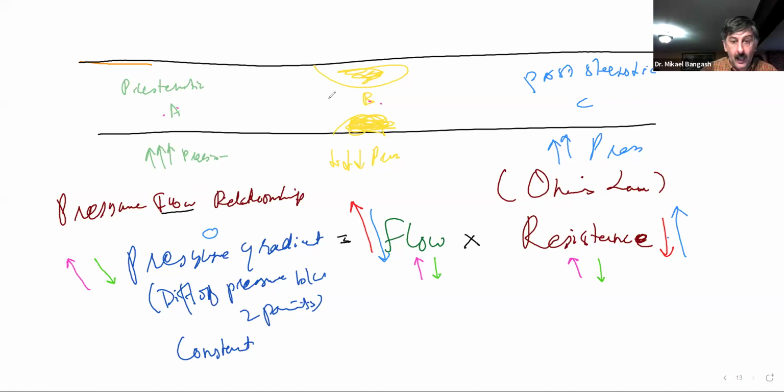So that's either increasing the flow or decreasing the resistance, which will lead to a decrease in the pressure gradient. But what we know is if we reduce the flow, it's going to be due to an increase in the resistance. Or if we increase the flow, mainly it's going to be due to a decrease in the resistance.